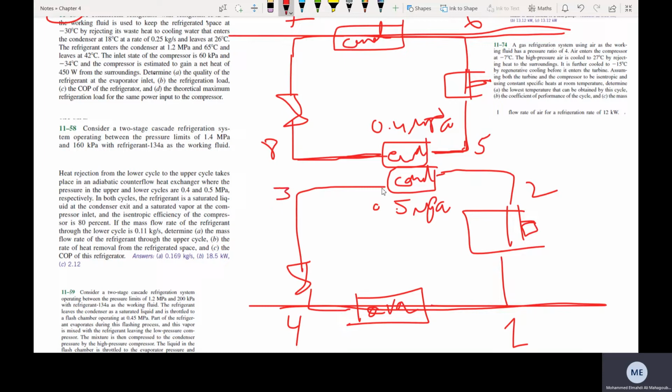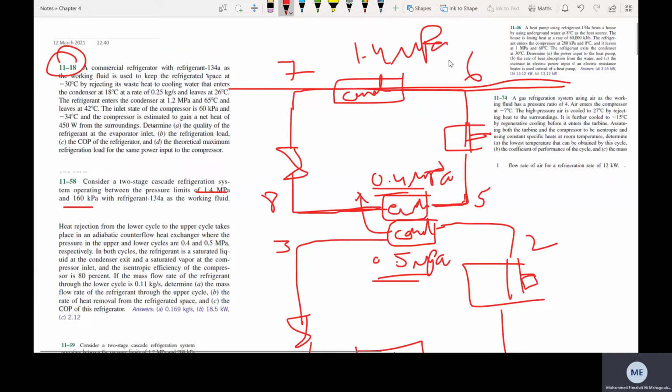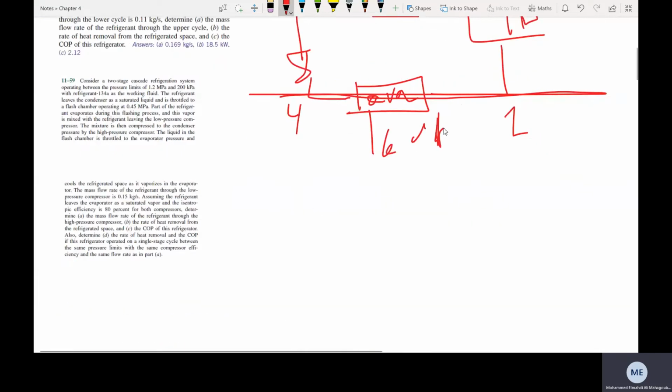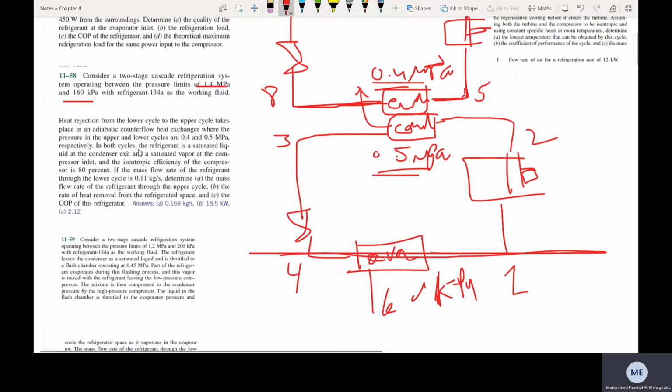The pressure of the condenser of the lower cycle can be higher than the pressure of the evaporator of the upper cycle, which is now 0.4 megapascals. Here we have 0.5, and sometimes they can be common, and sometimes this one is going to be higher. So pay attention to the question as it tells you. And we have pressure limits, the farthest higher pressure and the farthest lower pressure. So this is 1.4 megapascals, and here we have 160 kilopascals. We will solve those cycles together.